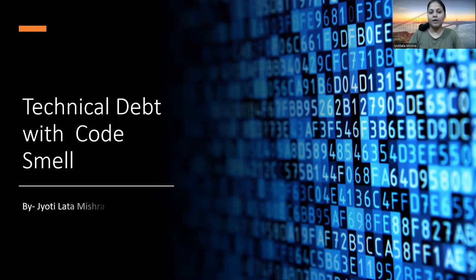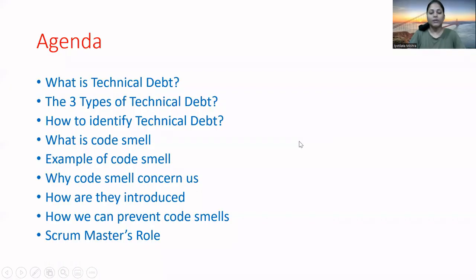Today I'll be talking about code smell, which is one of the technical debts. So what are we going to cover in this session? We'll talk about technical debt, their types, and how we identify technical debt. And then in the later half, we'll discuss more about code smells, their examples, why they are of concern, how they get introduced, what we can do to prevent code smells, and what is the role of a Scrum Master in technical debt.